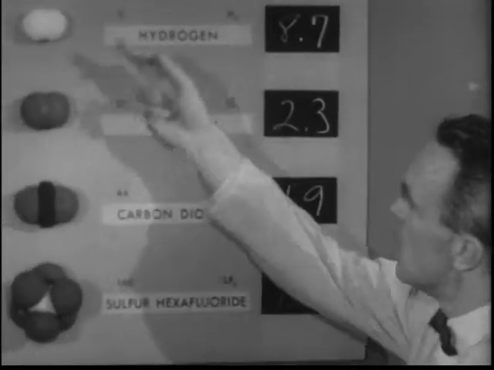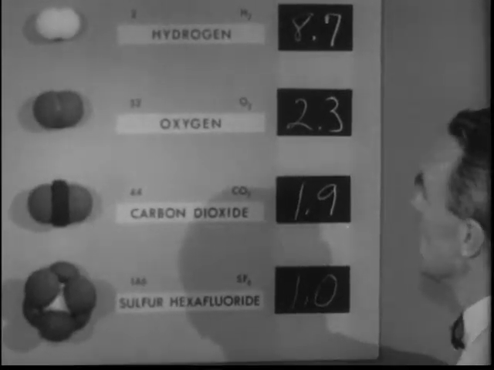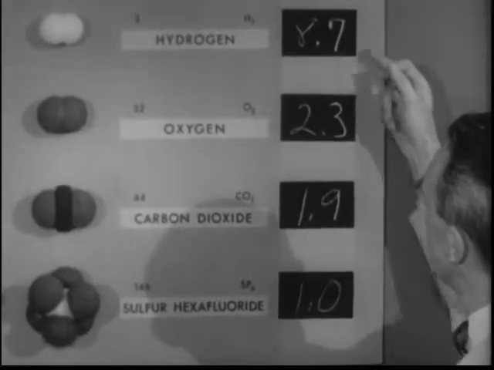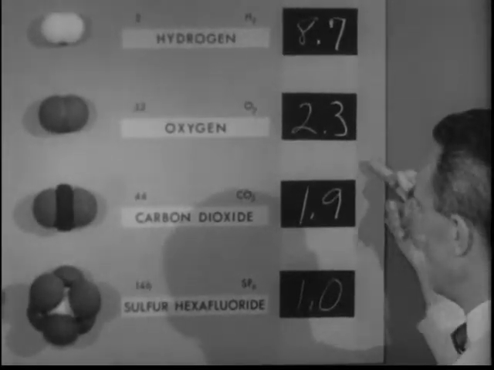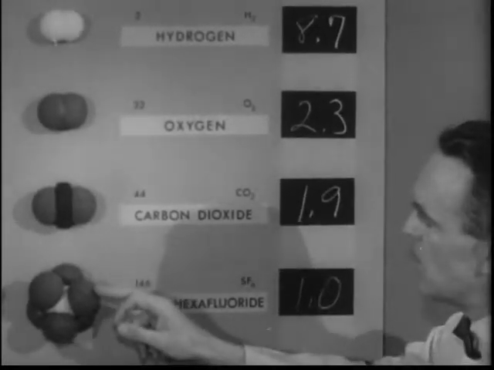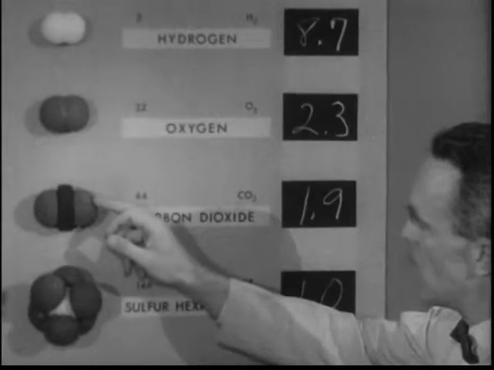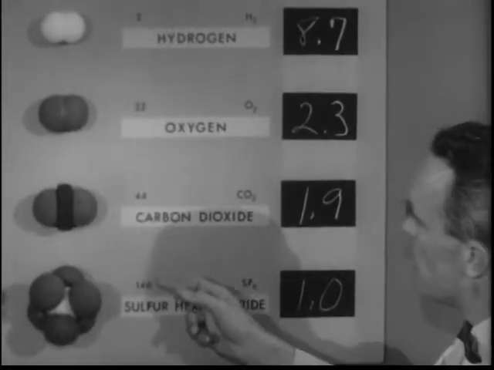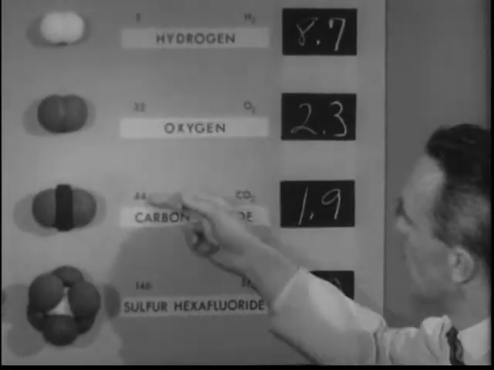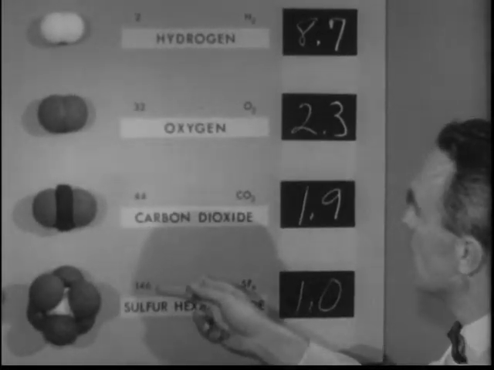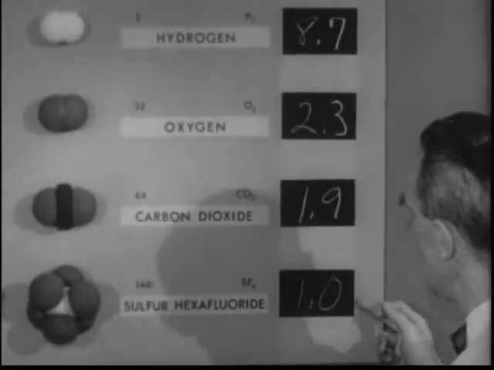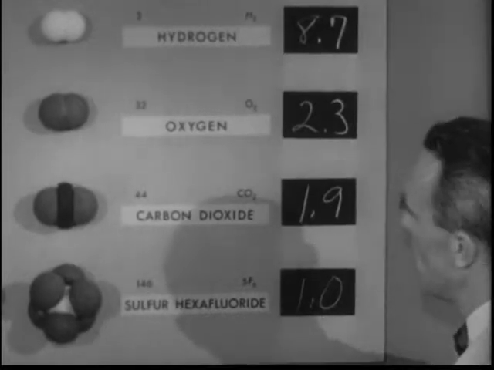In the same way, shape and size do not correlate well with velocities. Hydrogen and oxygen have very similar shapes and sizes, but they differ greatly in velocities. On the other hand, carbon dioxide and sulfur hexafluoride are not greatly different in velocity, but there is a considerable difference in their shape and size. What about molecular weights? The molecular weights are 2, 32, 44, and 146. As the molecular weights increase, the molecular velocities decrease. Do we have a regularity here?